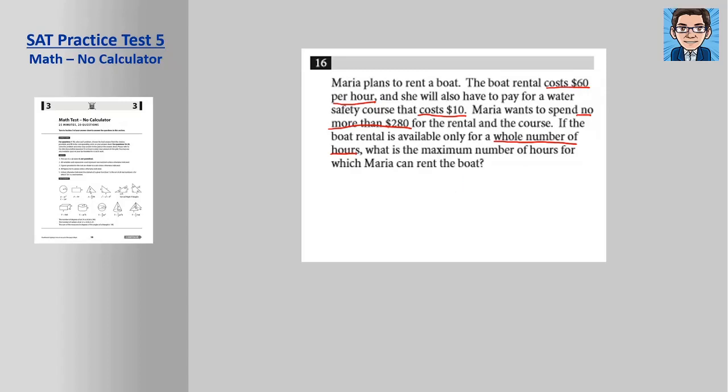All right, so let's set this up as an inequality. So it's going to be $60 times the number of hours plus that $10. And it's going to be $280, but we want to spend no more than. So the amount we're spending here has to be less than or equal to $280, because we don't want to spend more, but we can spend $280 or less. So now let's solve this. Subtract 10 from both sides. 60h less than or equal to 270.